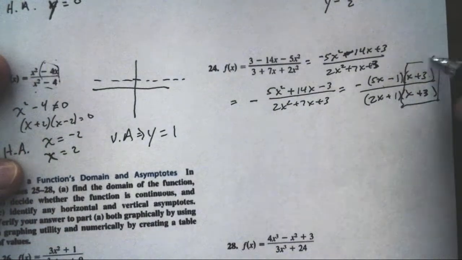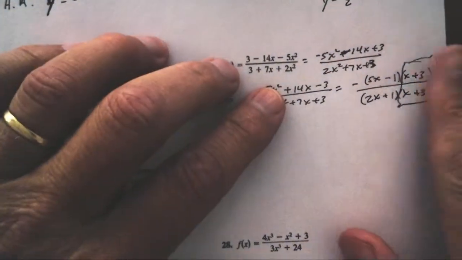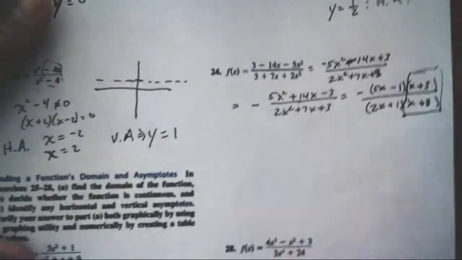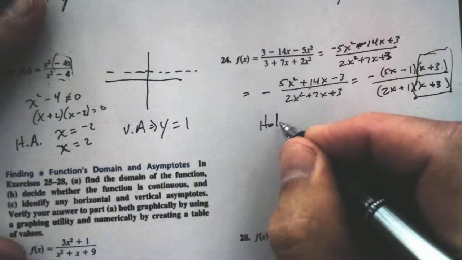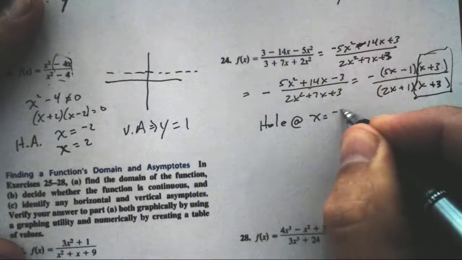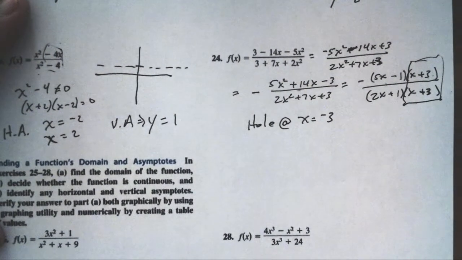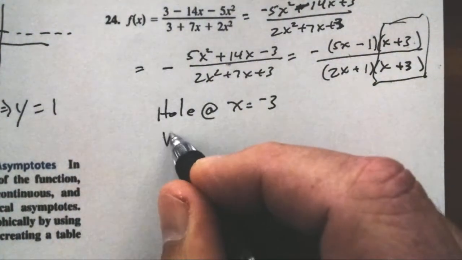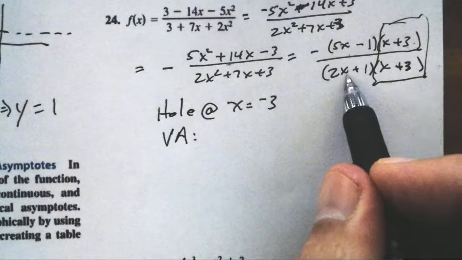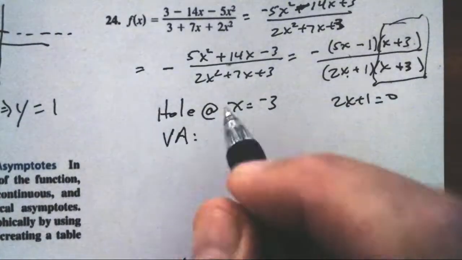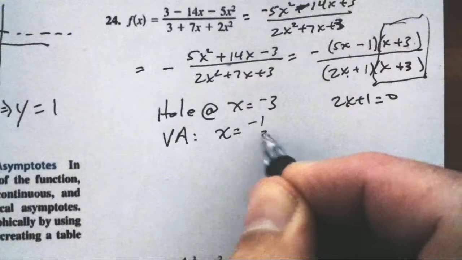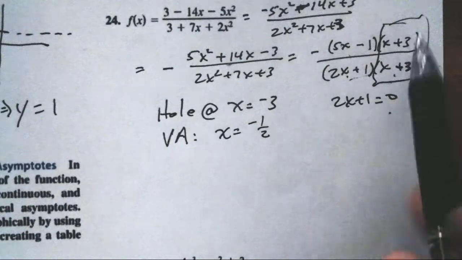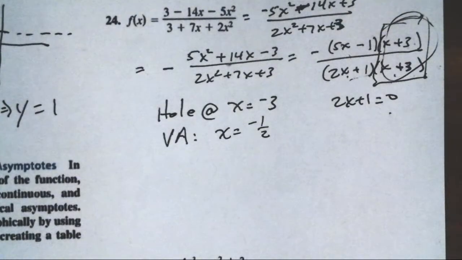Therefore, here's our cancellation. The graph wants to look exactly like y equals this, except there'll be a hole at negative 3. So we have a hole at x equals negative 3. That's a big study in calculus, how we handle that. I should be zoomed in here a little bit for you. Vertical asymptote is when 2x plus 1 equals 0, or x equals negative 1/2, because 2x plus 1 can't be 0. We don't say there's a vertical asymptote at x equals negative 3. That's the hole in the graph.